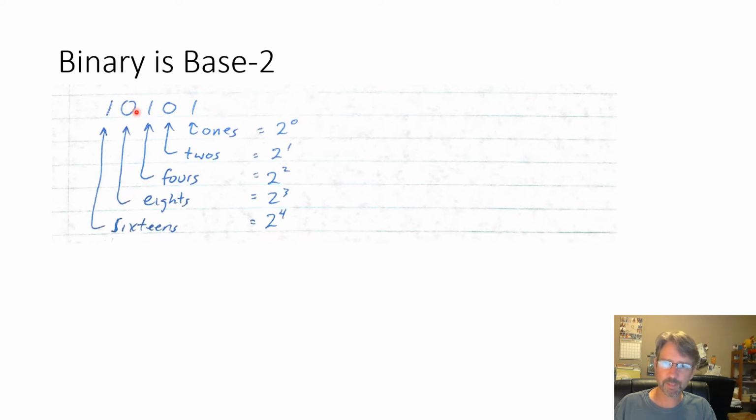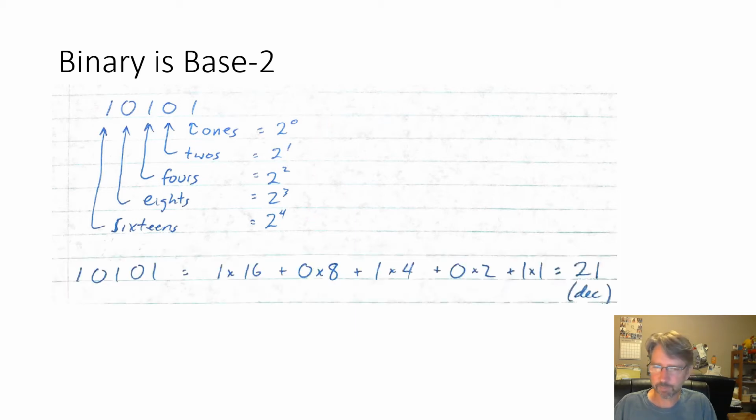So if we want to know what this number is in base 10, we can use the bases and the ones and zeros to add them up. So with binary, it's either in or out. So you either have it or you don't have it. You don't really have to multiply much. You're either multiplying by 1 or 0. So we have a 16, we don't have an 8, we have a 4, don't have a 2, we have a 1, and that gives us 21 in decimal.